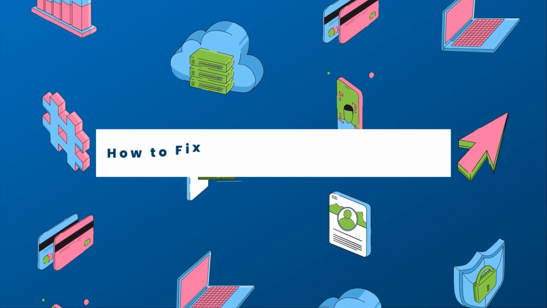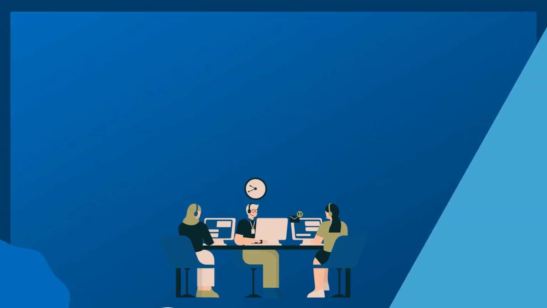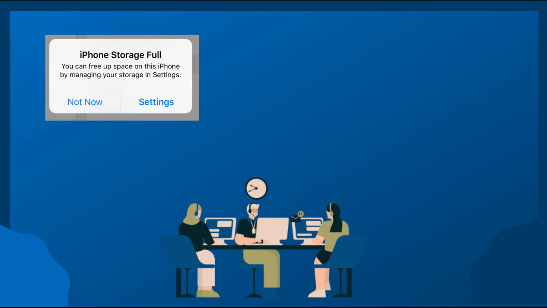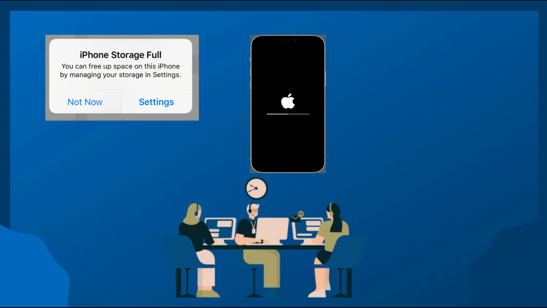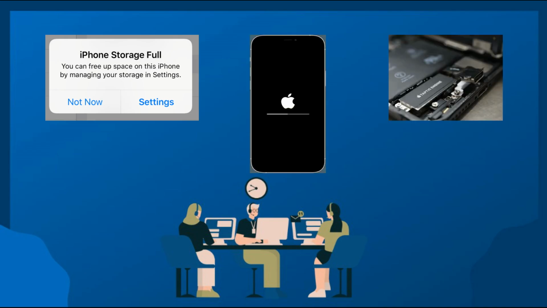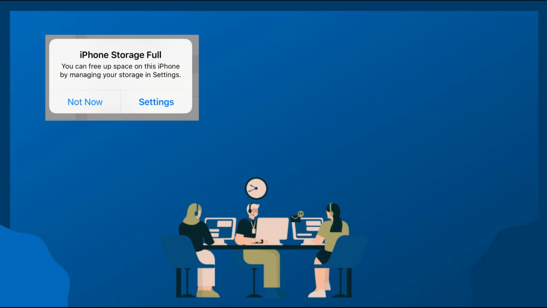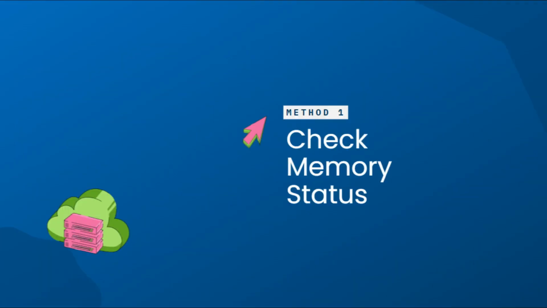The problem of iPhone screen flickering is triggered by many reasons. For example, insufficient storage, software glitches, and hardware issues are all possible reasons. Don't worry. There are 10 methods for you to fix the malfunction of your screen. Method 1. Check memory status.